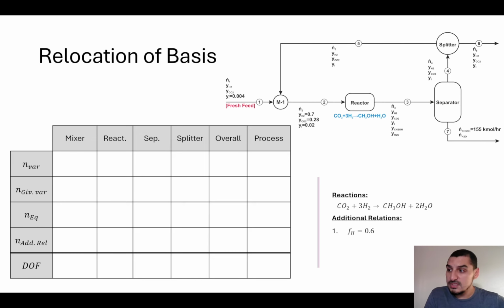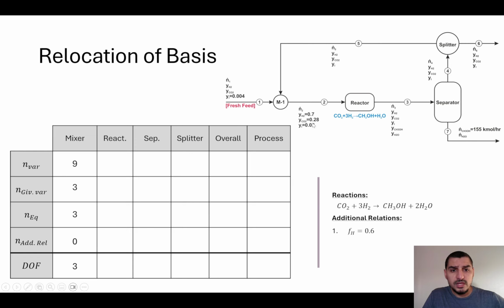So I will revisit this quickly and make it clear now why we were not able to assume any information. There is a reaction that takes place here, which is carbon monoxide plus hydrogen produces methanol plus water, and we know the fractional conversion of hydrogen inside the reactor is 60%. So again, for the degrees of freedom for the mixer, we have 3 in stream 1, 3 in stream 2, and 3 in stream 5. So we have 9 variables. We have 1, 2, 3 given variables. We have 3 equations, and we have no additional relations. So the degrees of freedom is 3.